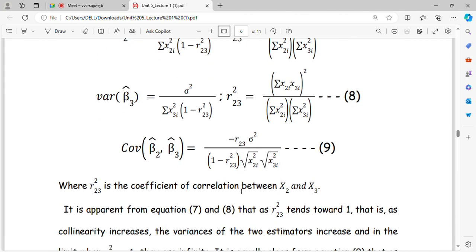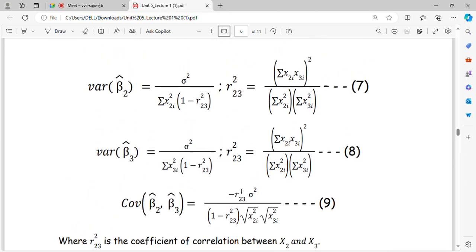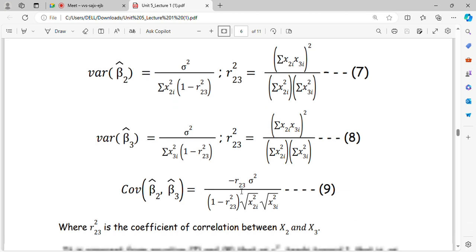Okay. Now, it is apparent that if r square 2 3 increases, then 1 minus r square 2 3 will decrease, right? So if 1 minus r square 2 3 decreases, that means in the denominator we are getting a small number. That means the ratio will increase, right? If the denominator is a smaller number, the ratio increases, which means the variance is increasing.